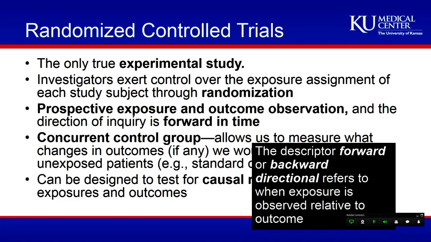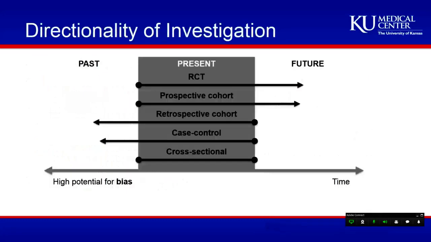I start with their outcome, and then I look backward to see what their exposure was. So there's a better picture here, I think, that's helpful of what we mean by retrospective. So this is retrospective versus prospective. In the middle, we have present day. This is happening right now. Randomized controlled trials and prospective cohort studies start today, and we follow them into the future. We observe everything in real time.